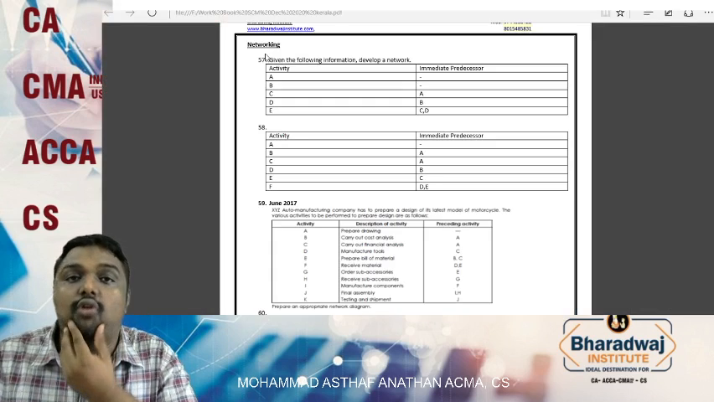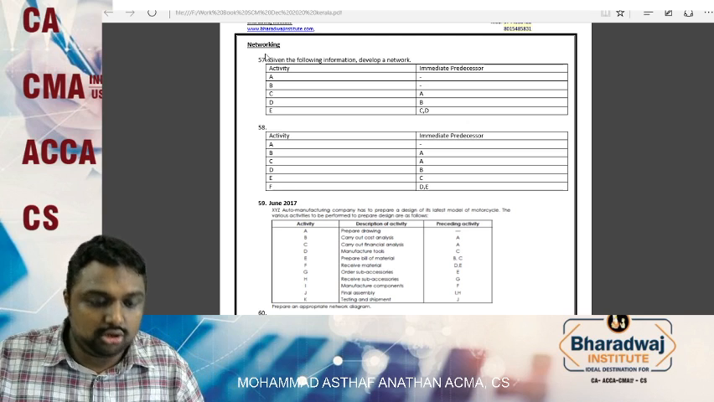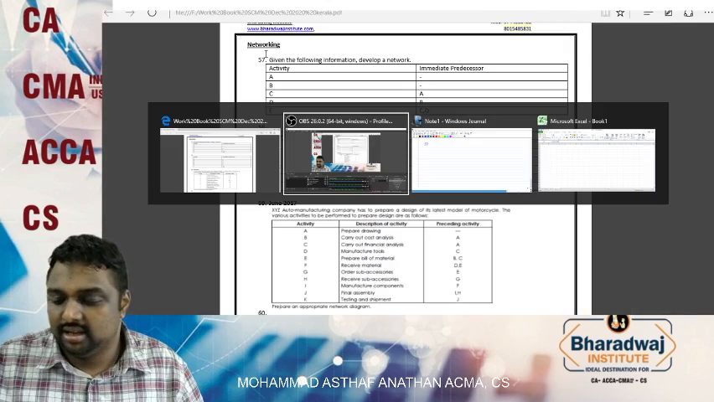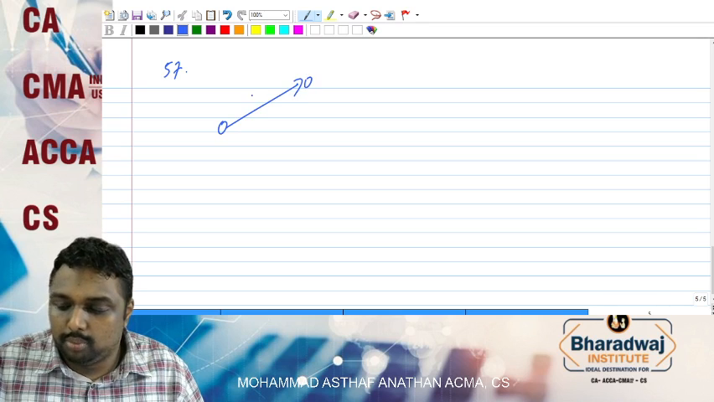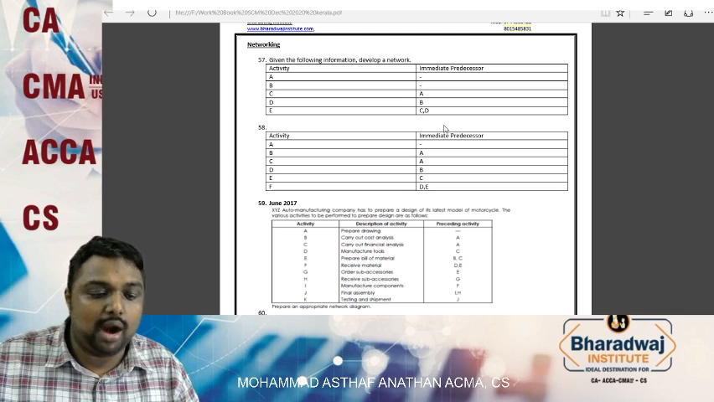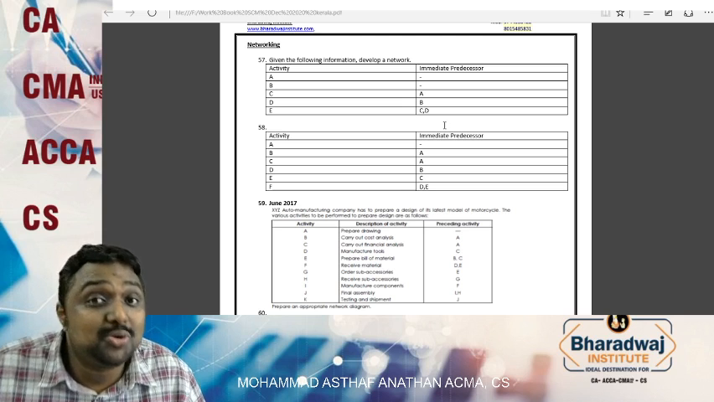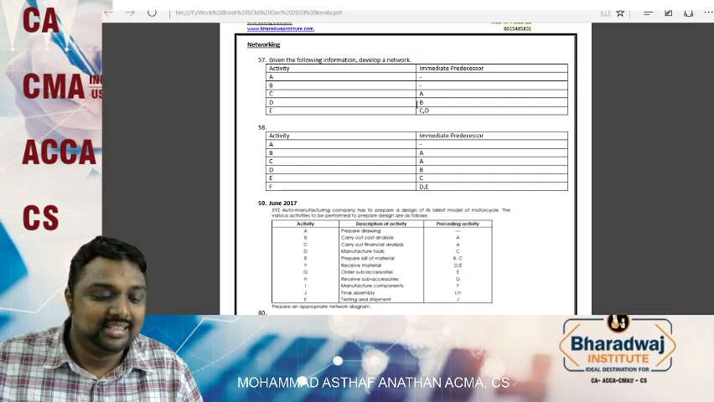Given the following information, develop a network. So A and B, there is no preceding activity. Since A and B have no preceding activity, both will burst from the start. Now from A, what happened? B goes. From B, D goes. Both together going for what? E. That is, we have to bring them to a single node.